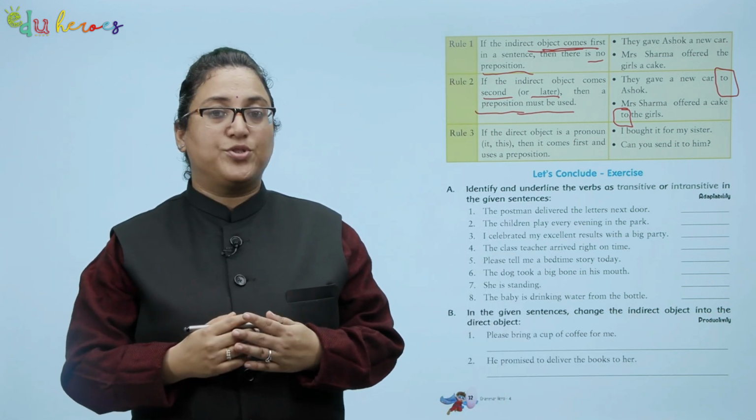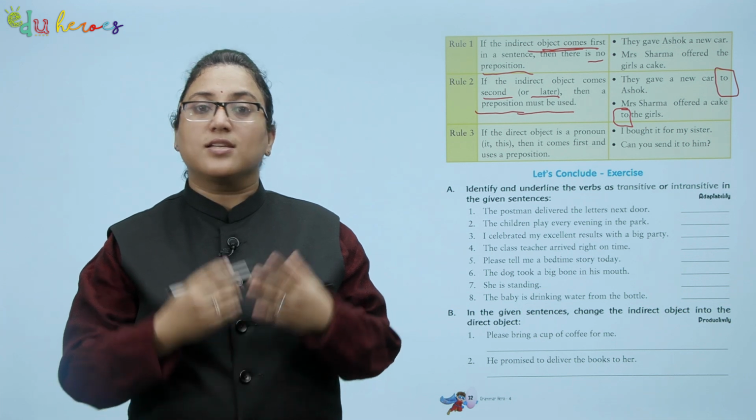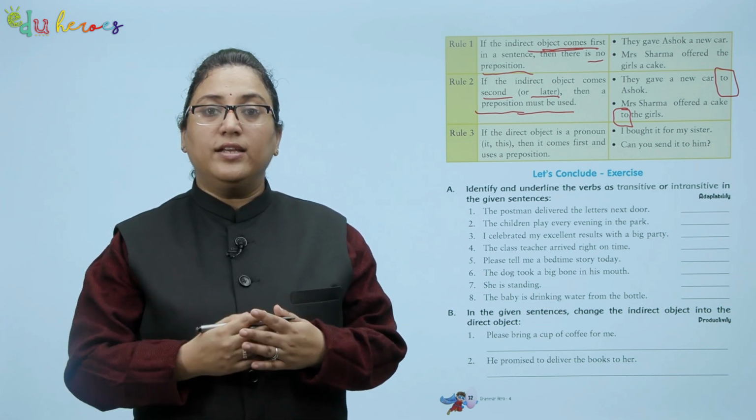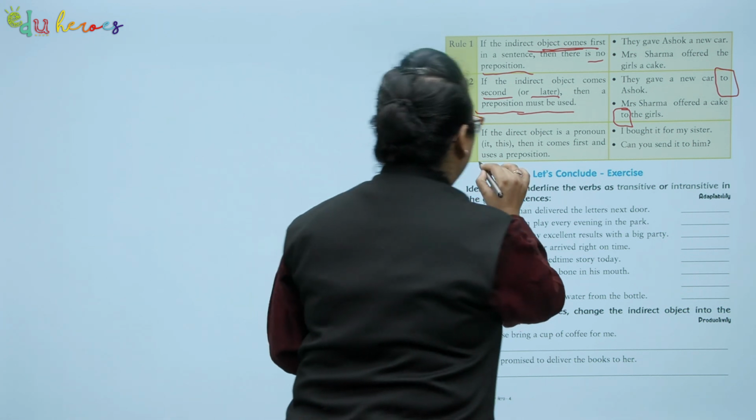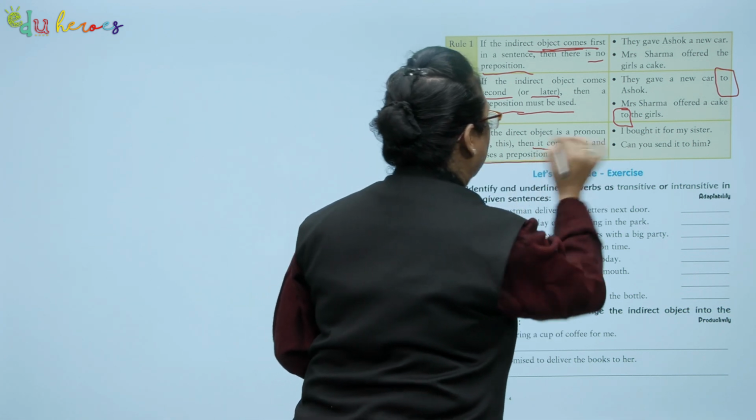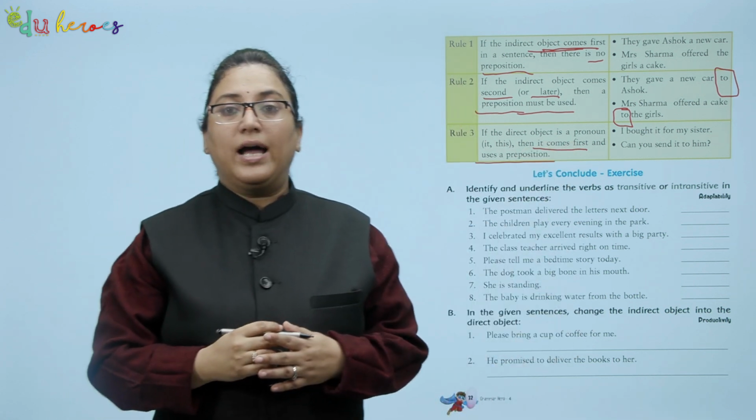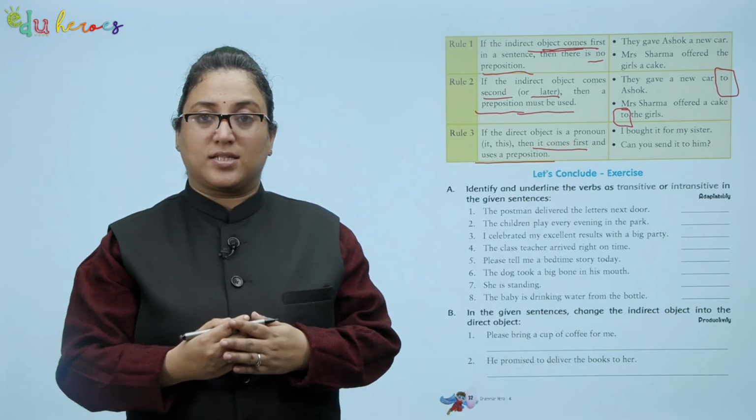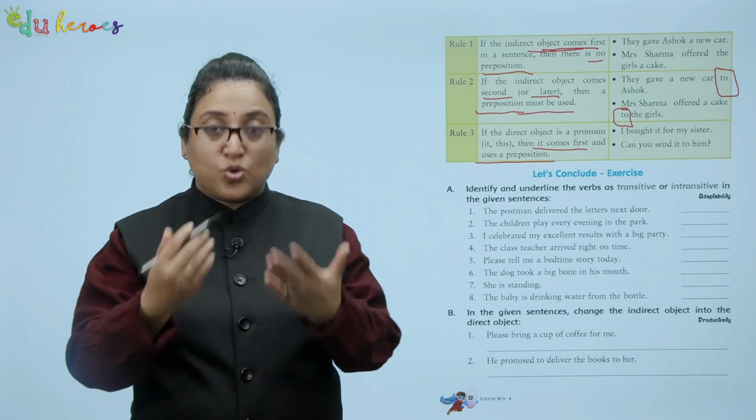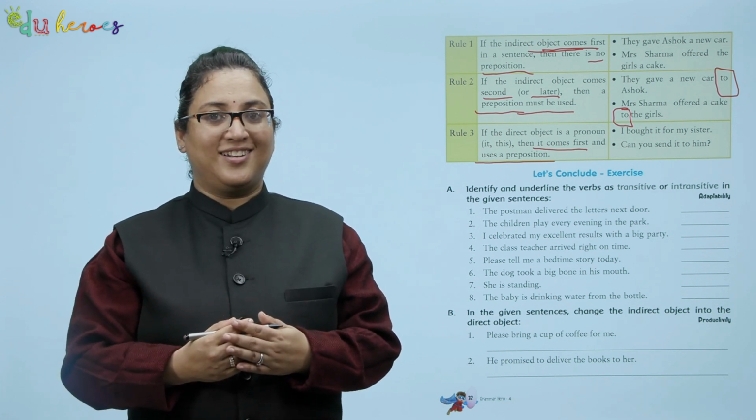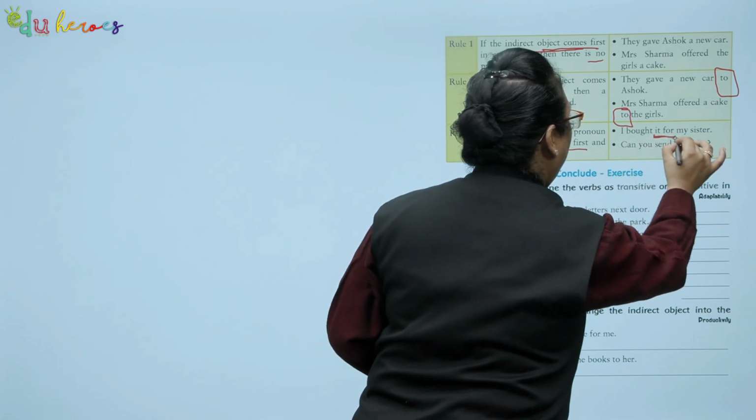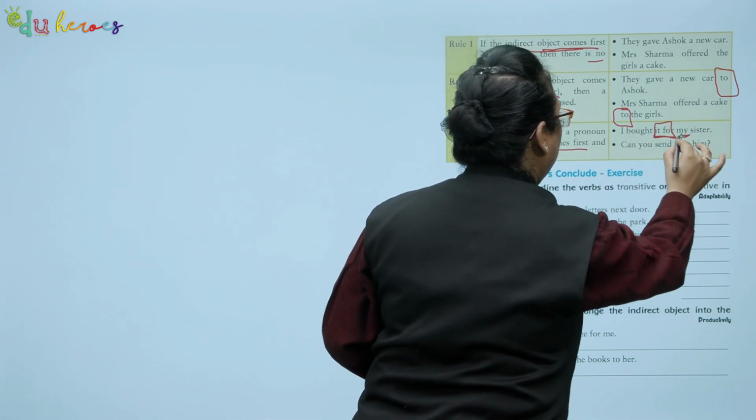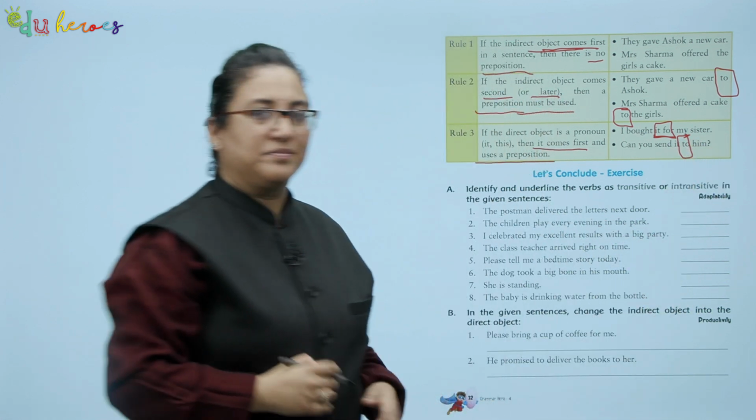Rule number 3. If the direct object is a pronoun such as it or this, then it comes first and uses a preposition. So it uses a preposition. It comes first. I bought it for my sister. Can you send it to him? Let's underline the prepositions. For is the preposition here and to is the preposition here.